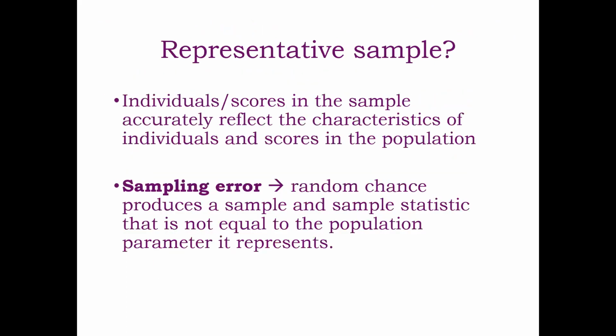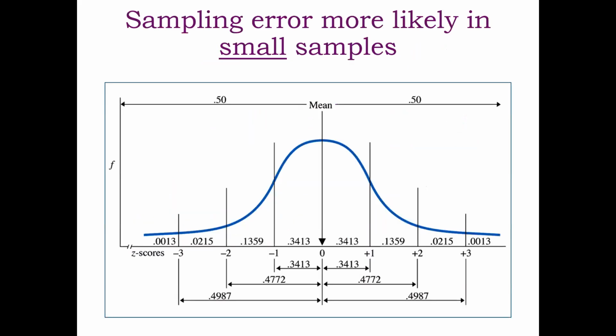Okay, so moving on. Again, representative sample means accurate individual scores in the sample, and scores in the sample accurately reflect the characteristics of individuals and scores in the population. Sampling error happens when random chance produces a sample and sample statistic that is not equal to the population parameter it represents. And sampling error can come from all sorts of different causes. Small sampling error is much more likely in small samples. Why would that be? Well, just think about it.